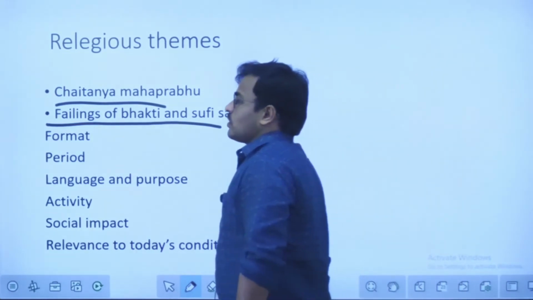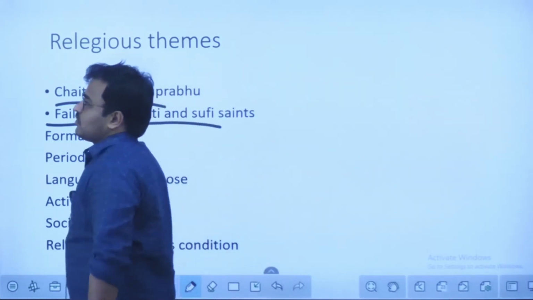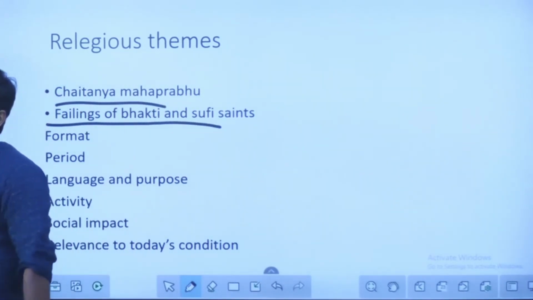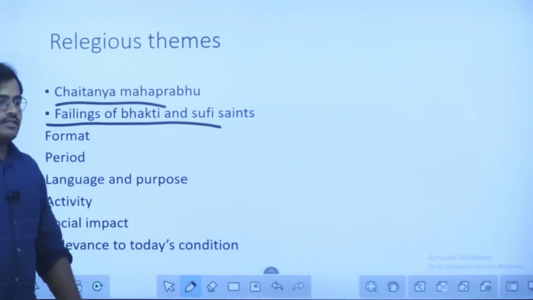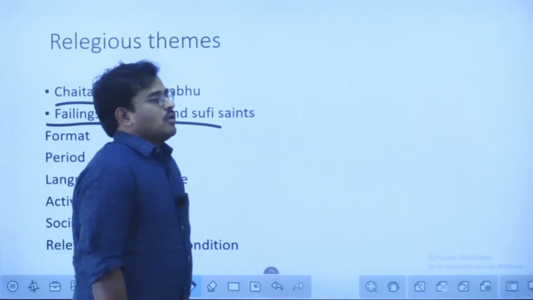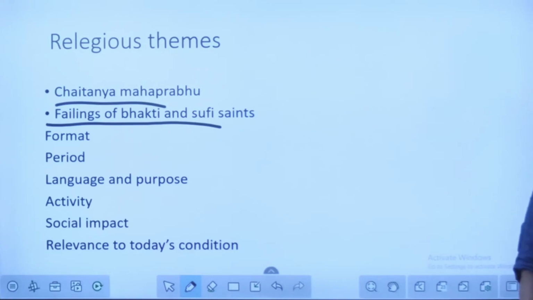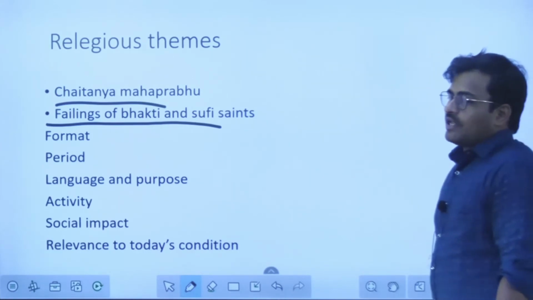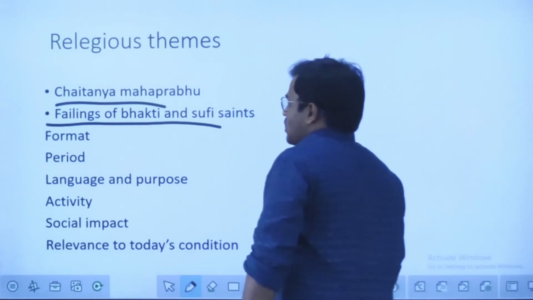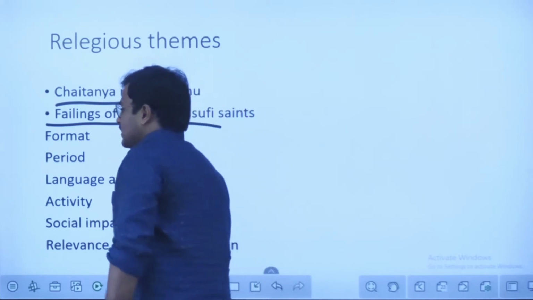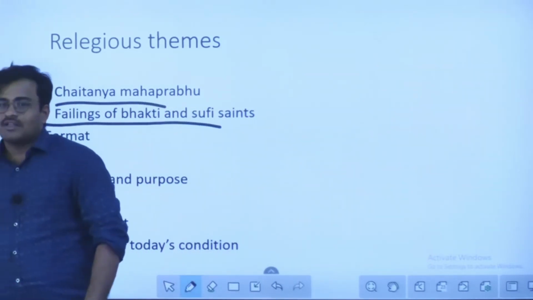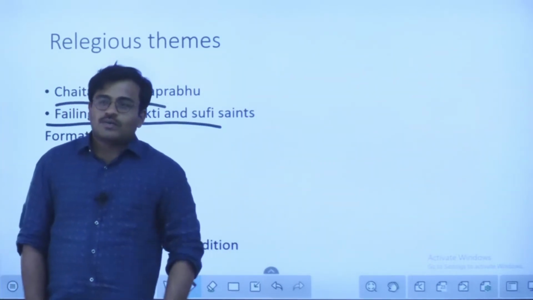They were not able to break from the medieval ethos. This was the question: shortcomings of Bhakti and Sufi saints. And they asked a 15 marker saying that Chaitanya Mahaprabhu brought a reorientation to the Bhakti movement in medieval times. The 15 marker on Chaitanya Mahaprabhu was a real bouncer. No one knows exactly.